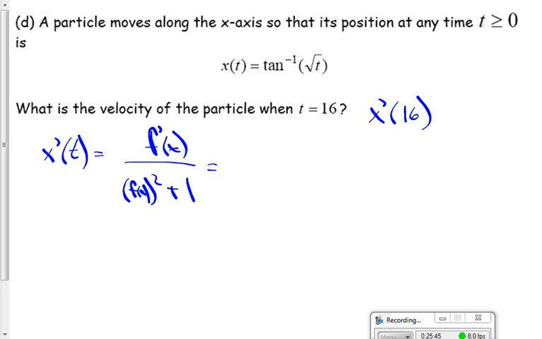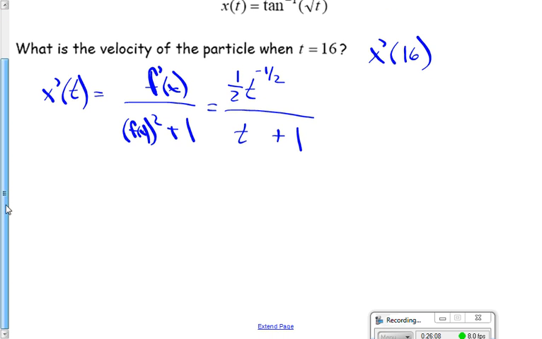What's the derivative of the square root of t? 1/2 t to the negative 1/2. Does that look good? This bottom part's the square root of t, squared. I'll write it as t, and put a plus 1. Good so far? Do we need to simplify? What are we going to put in? 16. So x prime of 16 is 1/2 times 16 to the negative 1/2 over 17, right? 16 plus 1. Good?